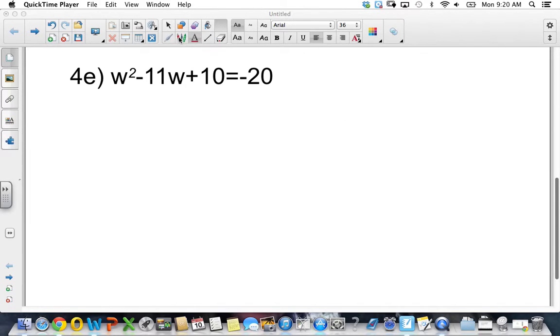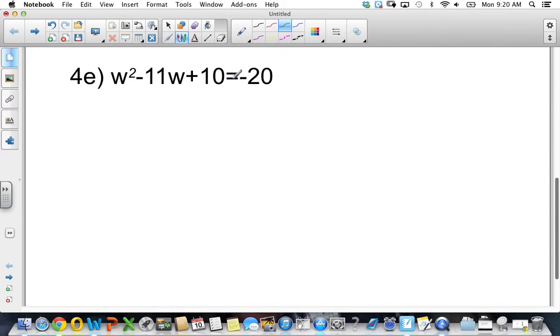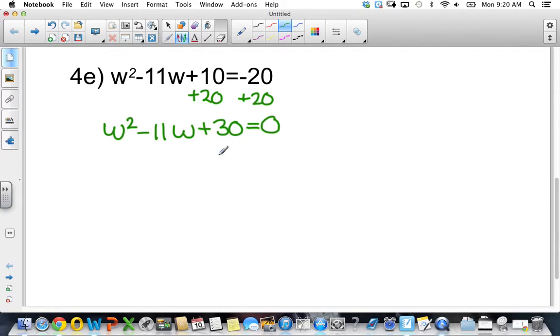And the first step is to put your quadratic in standard form and have it equal to 0. And as you notice, this is not equal to 0. So I'm going to need to add 20 to both sides. And because 20 is a constant, it needs to add to the other constant on the left-hand side. So I have w squared minus 11w plus 30 equals 0. And that is really the only difference from the previous problem to this problem.